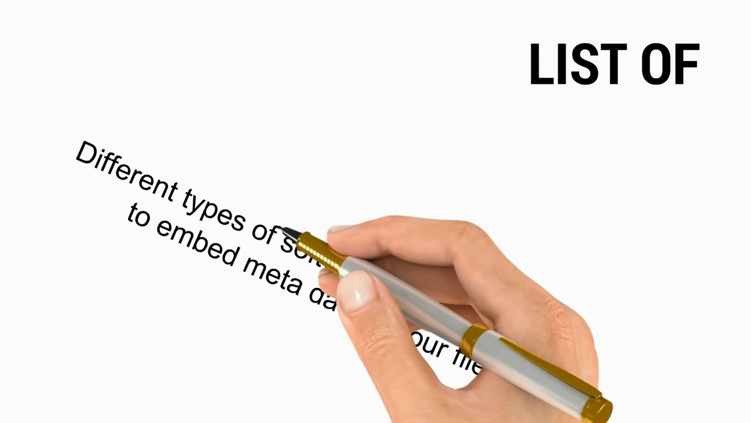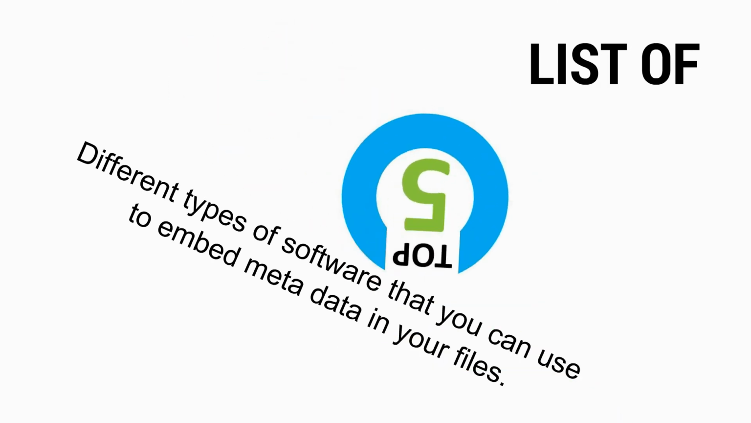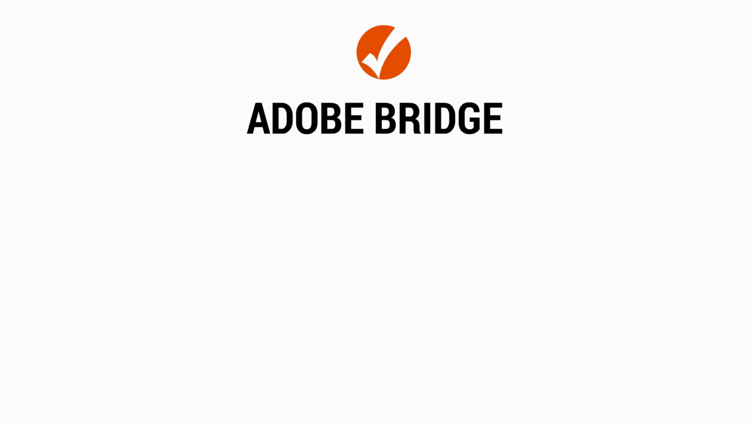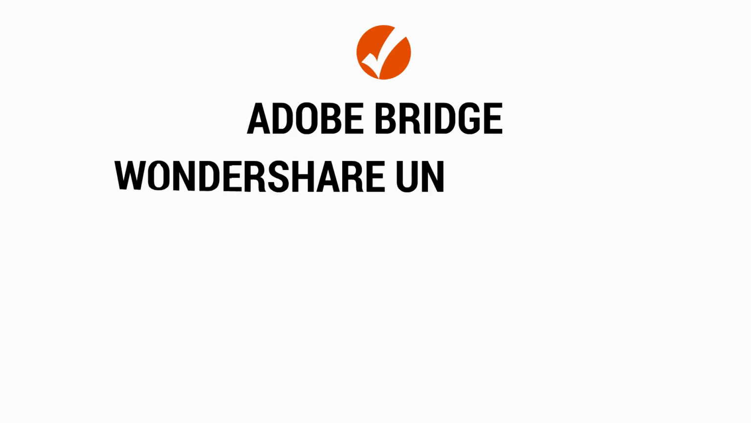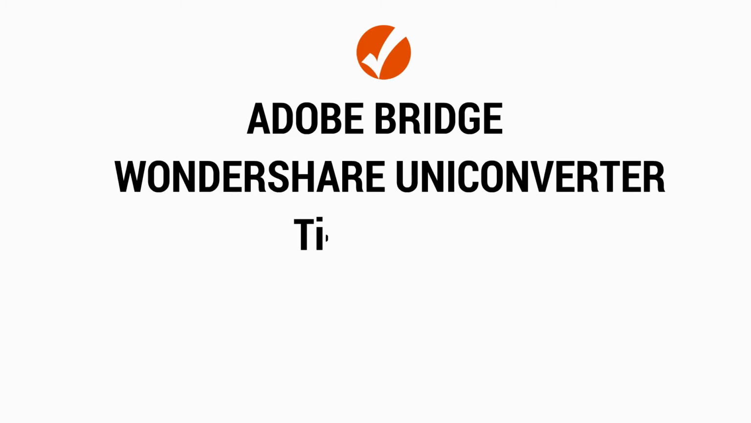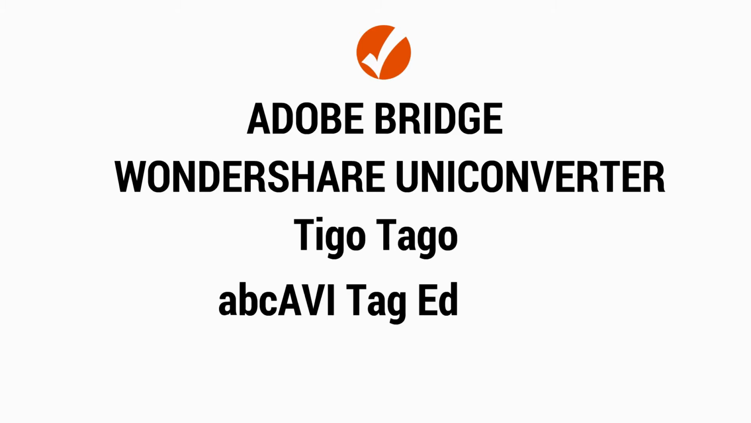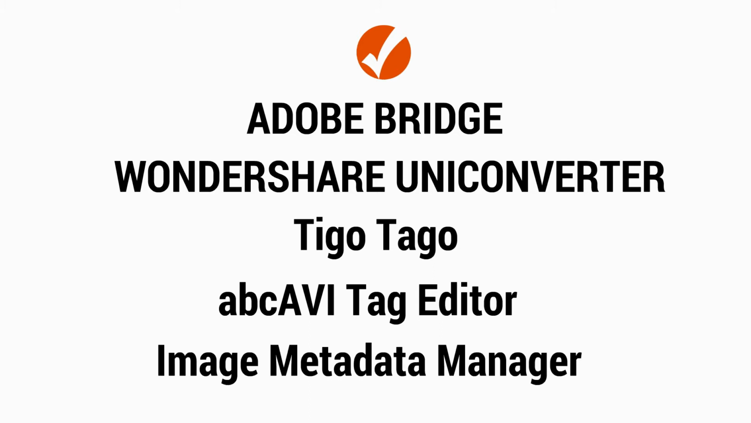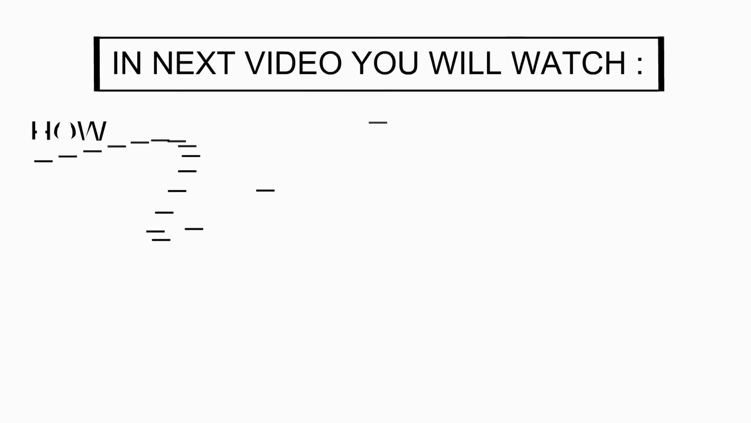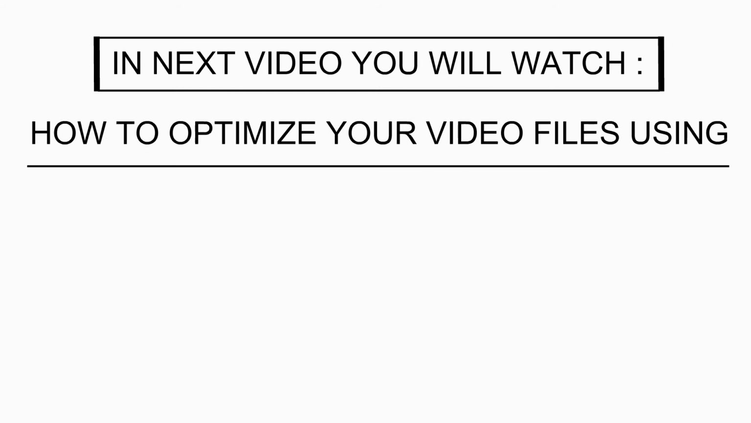Here is a list of the top 5 software that you can use to embed metadata in your files. Adobe Bridge, WONDERSHARE UNICONVERTER, Tago, abcAVI Tag Editor, and Image Metadata Manager. In the next video you will find out how to optimize your video files with WONDERSHARE UNICONVERTER.